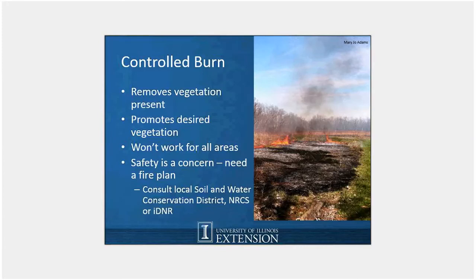And then we get into controlled burning, and what this does is remove present vegetation, and we hope that it promotes desired vegetation, but it doesn't work for all areas. I'll use honeysuckle again as an example. It can be used to clear out very dense plantings of honeysuckle, but it will not get hot enough to destroy the root system in most cases. And so you will once again get sprouts coming from the root system, and you will have to go back in again to treat.